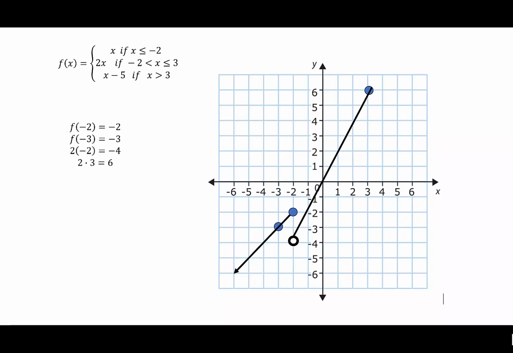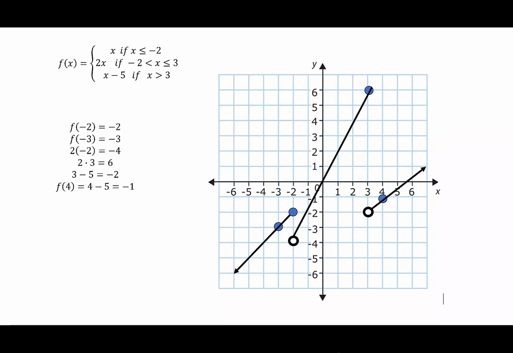In the last piece, I have f of x is x minus 5 where x is greater than 3. 3 minus 5 gives me negative 2. Because x is strictly greater than 3, I want to put an open dot at 3, negative 2. Then I'll evaluate f of 4, which is equal to 4 minus 5. So I have a point at 4, negative 1. Now I can connect these points, but going only to the right to show that x is greater than 3.